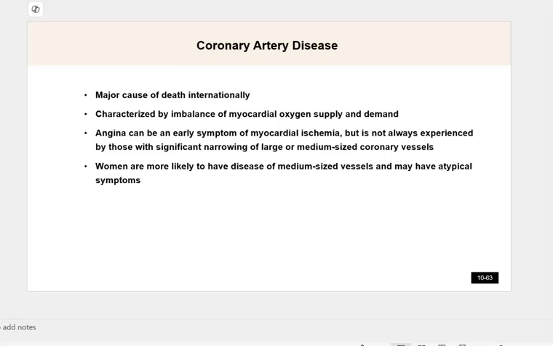Okay. Before we get into this and how the book talks about coronary arteries and coronary artery disease, let's jump over to our Osmosis.